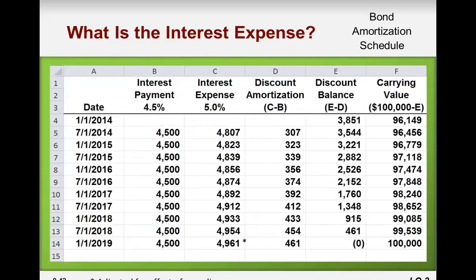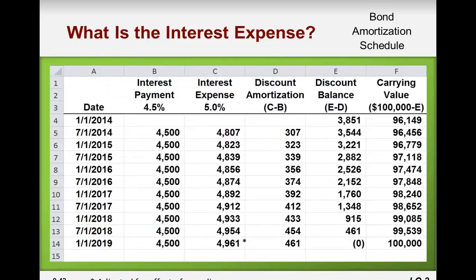So what is the interest expense? We need to do a bond amortization schedule to do this. In Chapter 8, we looked a little bit at straight line amortization. With straight line amortization, if we had this discount of $38.51, we would have simply divided the $38.51 by 10, and we would have used the same amount each year.